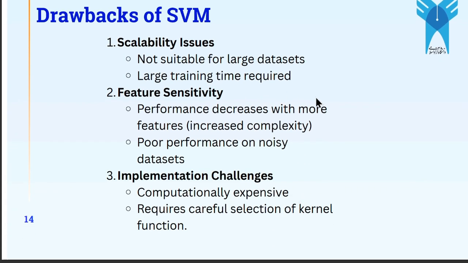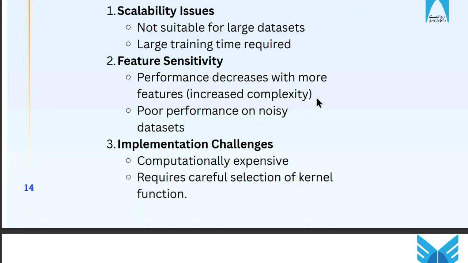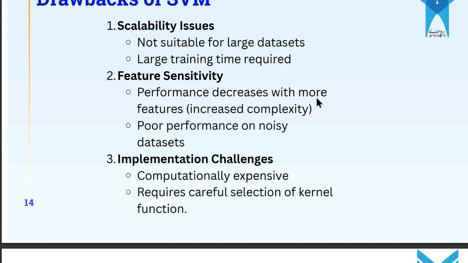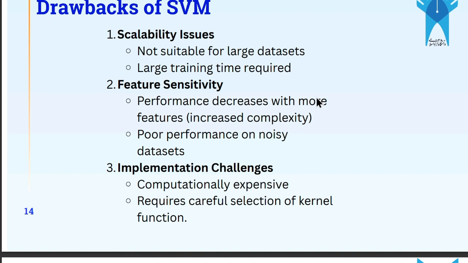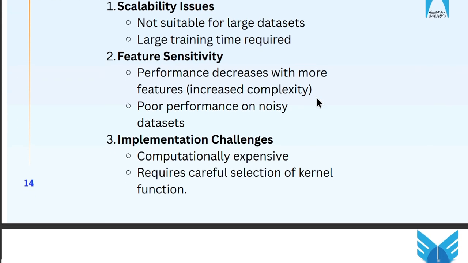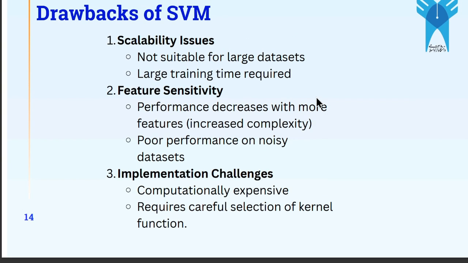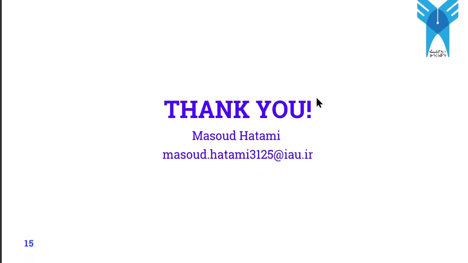Finally, let's cover the drawbacks of SVM. So we have scalability issues. For example, it's not suitable for large datasets, and it requires large training time. Also, its performance decreases with more features when we increase the complexity of our datasets, it performs poorly on noisy datasets, and it requires careful selection of the kernel function.